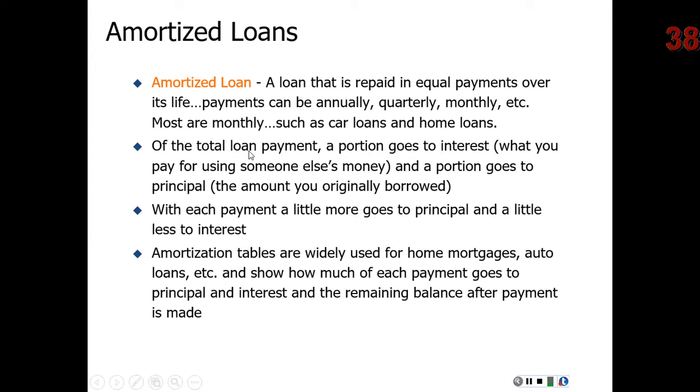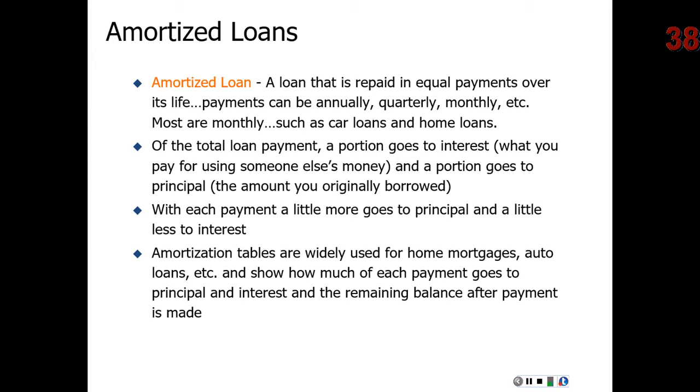Of the total loan payment, and we're assuming a fixed rate of interest, so the loan payment doesn't change over its life, of the fixed loan payment, a portion of that payment goes to principal. Principal is what you borrowed. A portion of that payment goes to interest. Interest is what you're paying to use somebody else's money.